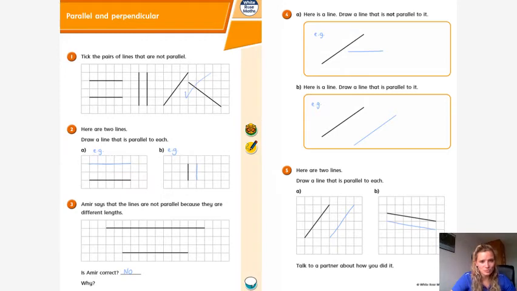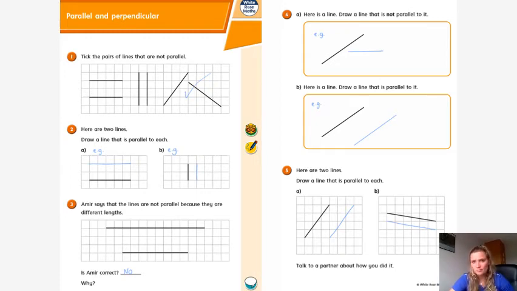Number 2, here are two lines. Draw a line that is parallel to each. So you should have drawn, using the lines, a line that was the same, going in the same direction, that would not cross. And I've also used the squares to help you there. Amir says the lines are not parallel because they're different lengths. Is Amir correct? Well, no, he's not, because they are still parallel. It doesn't matter if they're different lengths, they're still never going to cross.